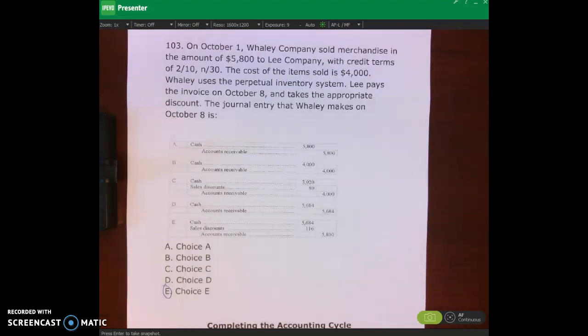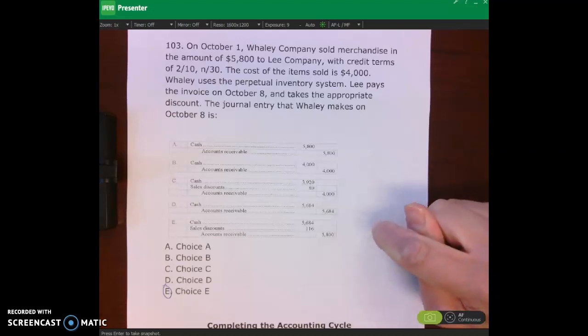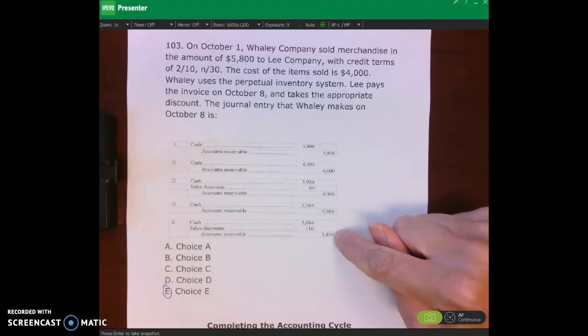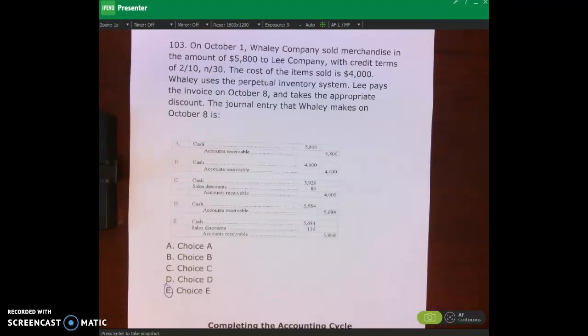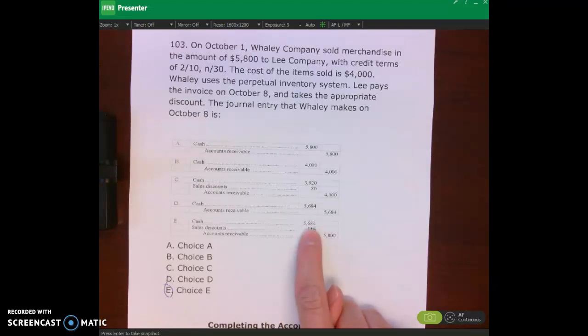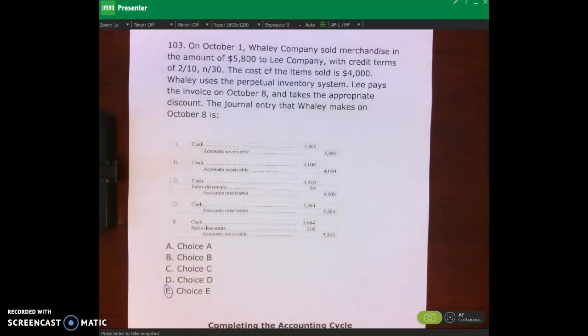Remember, we debited accounts receivable and credited sales when we made the sale. And so the outstanding balance in accounts receivable is $5,800. So to zero out the accounts receivable and show that they've paid the full amount, we have to credit accounts receivable for $5,800. We only get 98% of their outstanding bill back, though, because we gave them a 2% sales discount. So that 2% goes to our contra revenue account of sales discounts right there. Okay, and again, this shows up on the income statement.